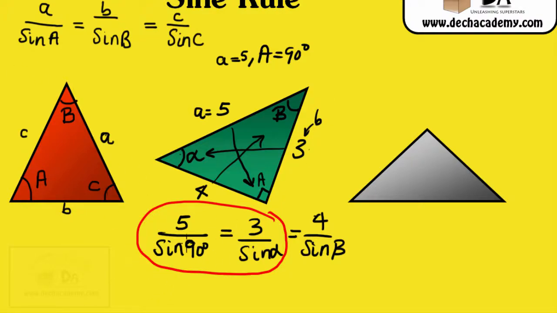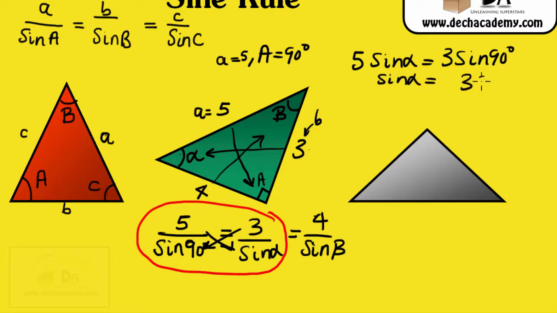So from this expression, I can cross multiply to give 5 sine alpha is equal to 3 times the sine of 90 degrees, which means that the sine of alpha is equal to 3 times the sine of 90 degrees divided by 5, which gives that the sine of alpha is equal to 0.6. Now if I take the inverse sine of both sides, I'm just going to do that down here below.